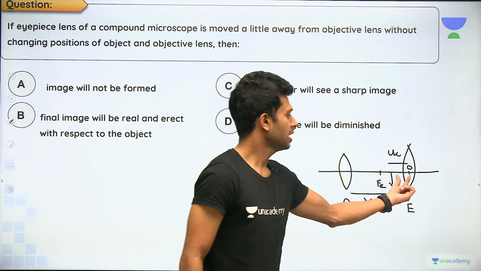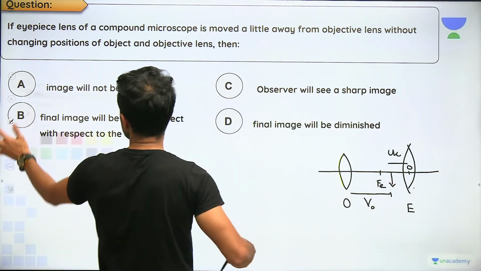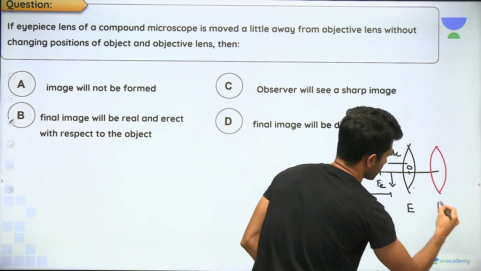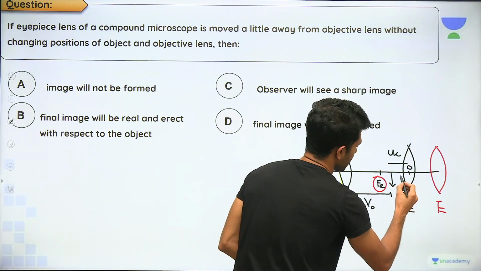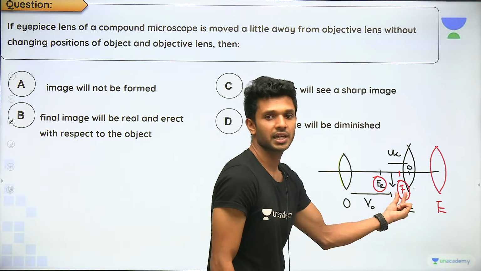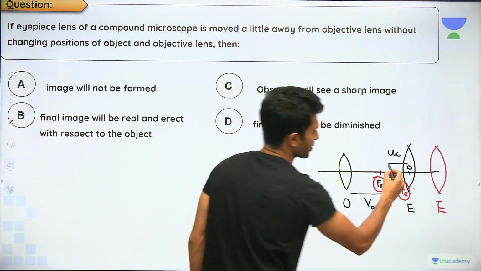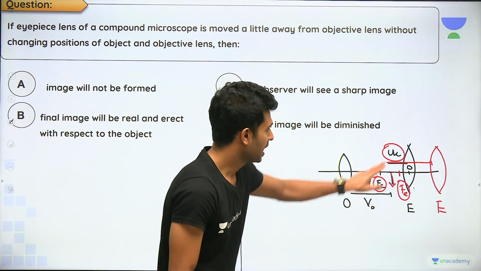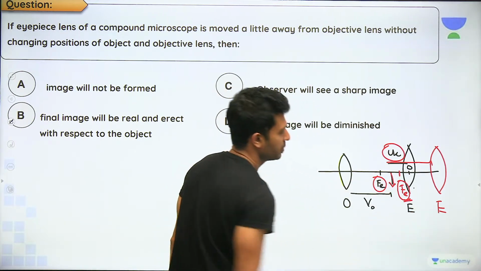Question is, if you are moving this eyepiece instead of keeping it here, let me say that I'm keeping the eyepiece here. If the eyepiece is moved, its focal length will also move, right? So let's say this is the new focal length of the eyepiece. Where is the object for the eyepiece now? Isn't this the object for the eyepiece? Yes or no? Yes. And if this is the object for the eyepiece, isn't it beyond the focal length of the eyepiece?